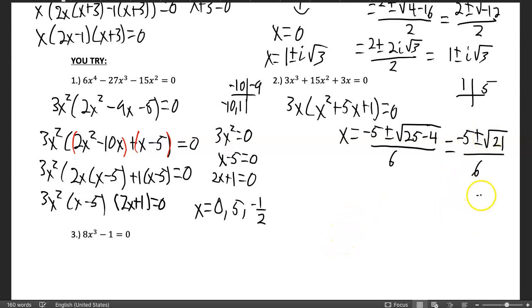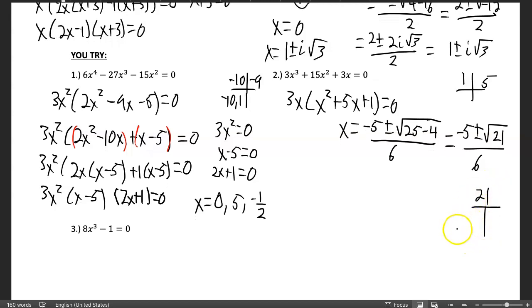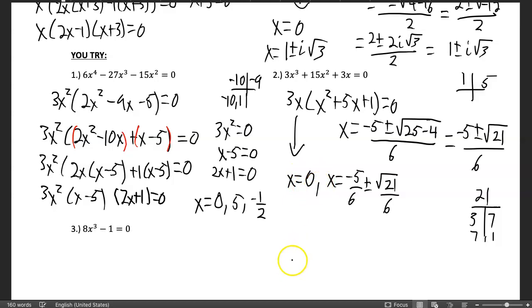Now, can we factor anything out of 21? Can we reduce that? Well, let's see. 21 is divisible by 3. That gets us to 7, and 7 gets us to 1. So no, 21 cannot be reduced. Meaning that our answers are going to be x is equal to negative 5 over 6 plus or minus the square root of 21 over 6. And then from this first term, can't forget about that, we say 3x is equal to 0. Our last answer is going to be x is equal to 0.